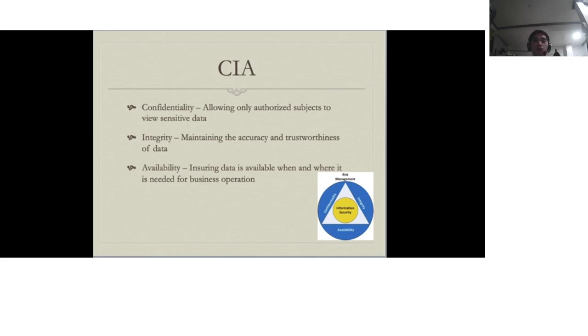Okay, so one of the things that we do is creating security programs which include policies, procedures, and standards, and lastly the guidelines. Okay, so it is to create business continuity plan and a disaster recovery plan.